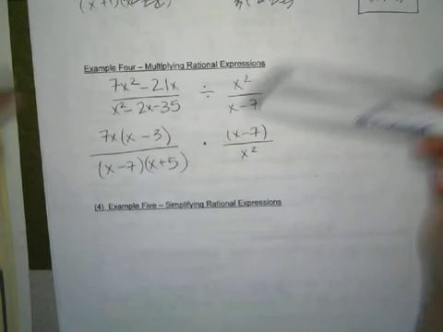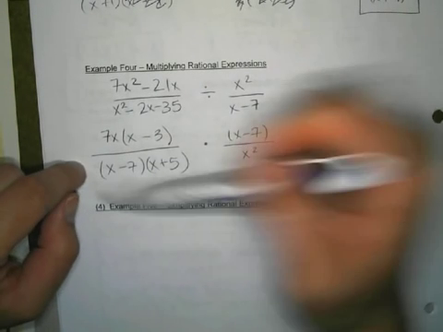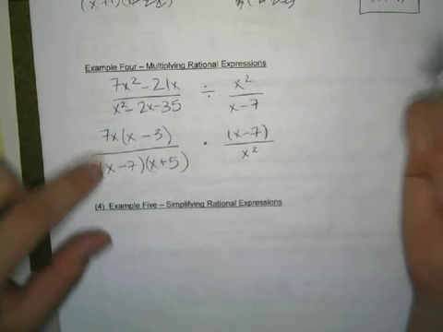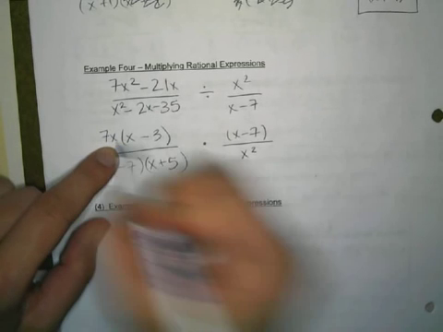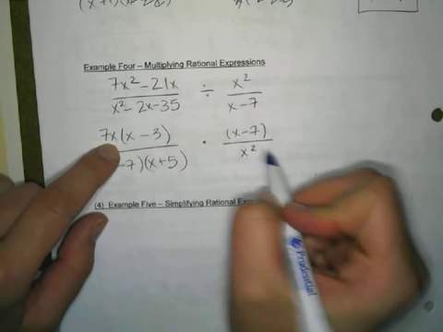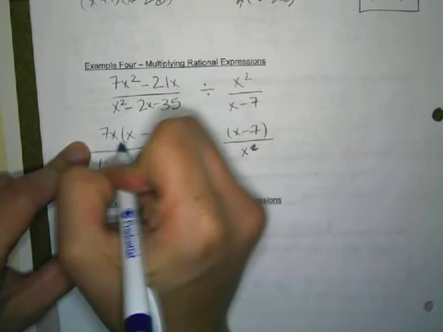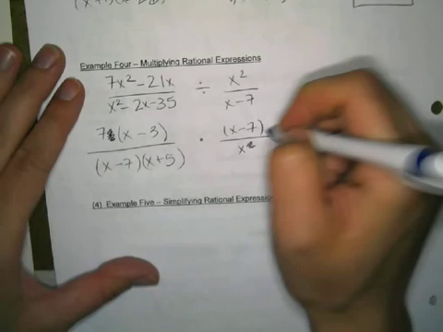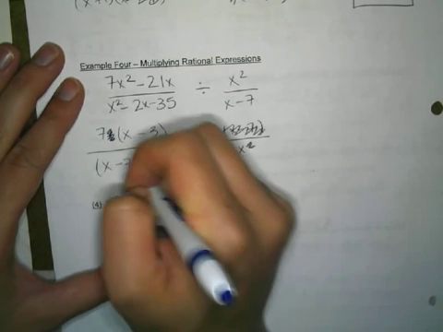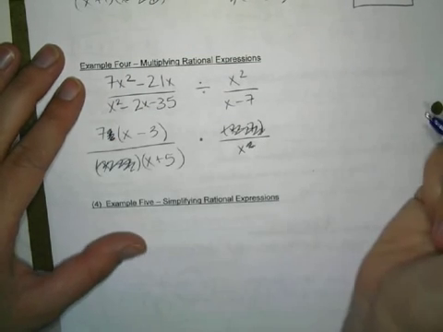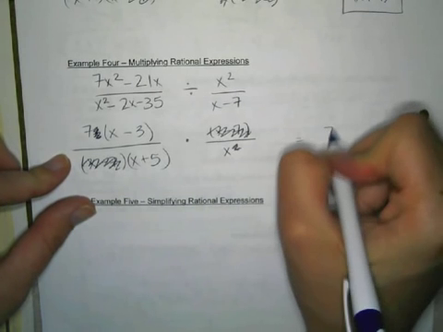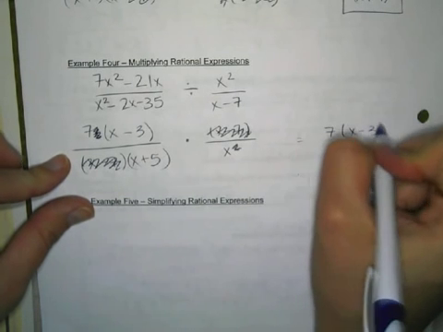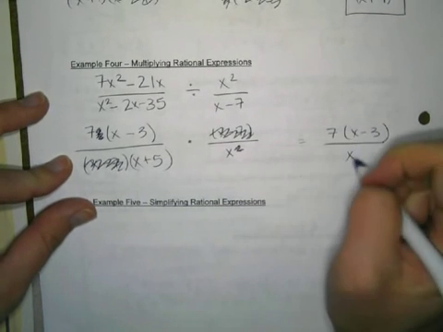Once you factor the numerators and denominators, you just look through and see if there's any like factors. I have a single x up here, and two x's here with this x squared. I can cancel out one single x on the top and the bottom. This x minus 7 would cancel out with this x minus 7. And it looks like I would be left with 7 times x minus 3 all over x plus 5.